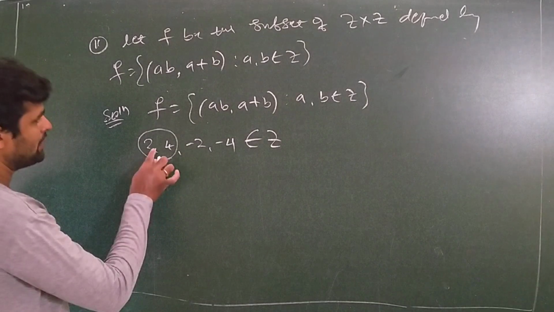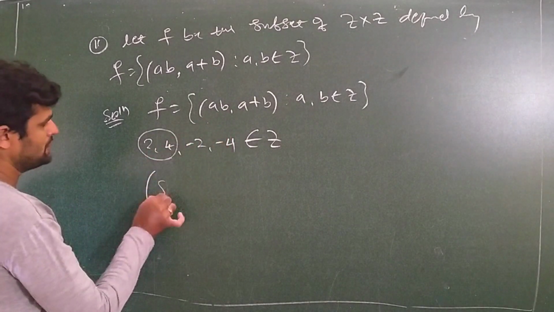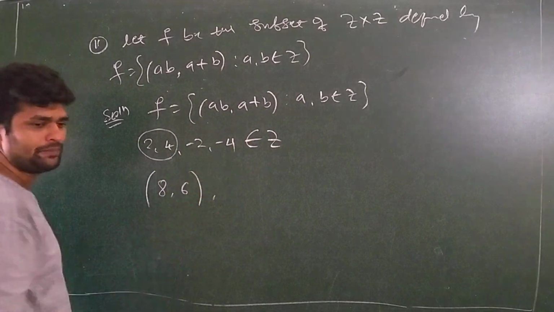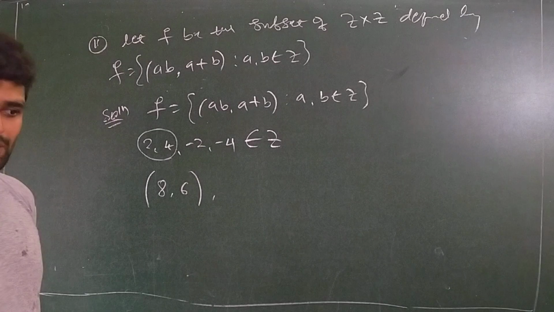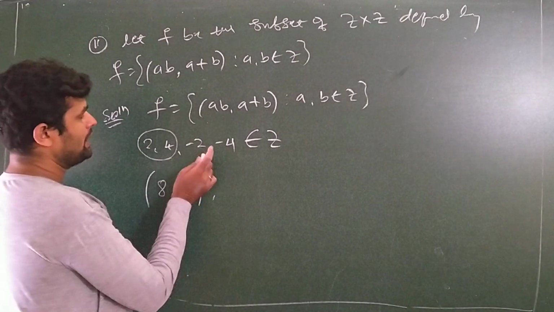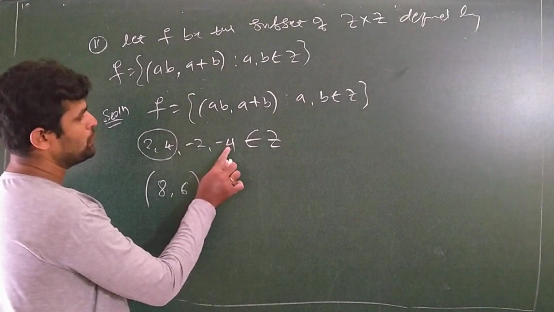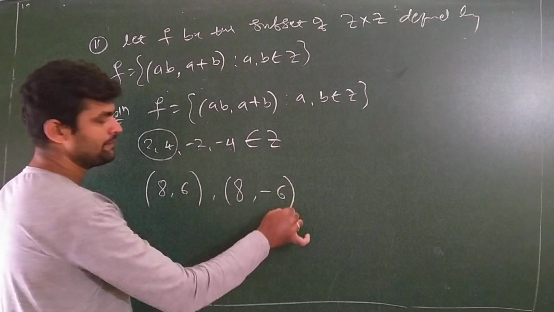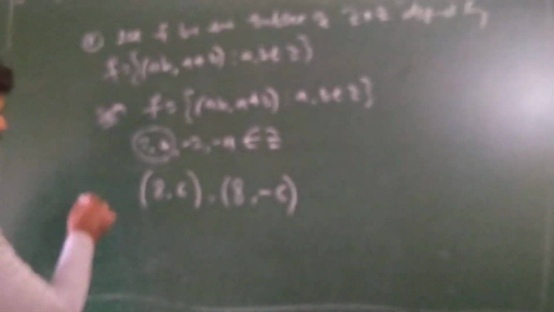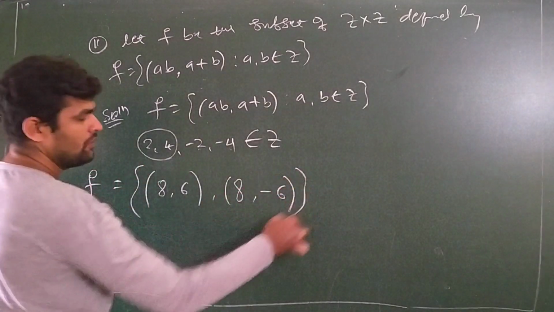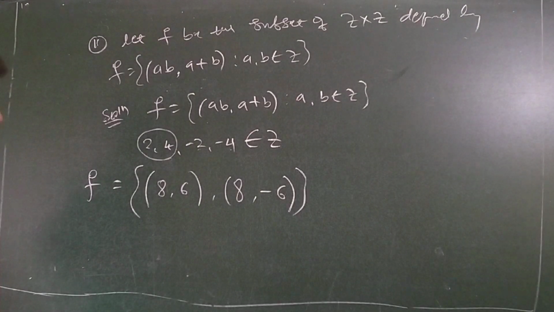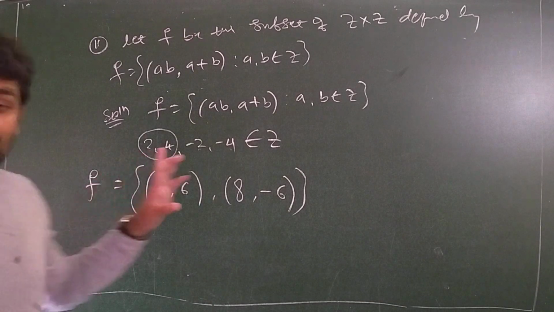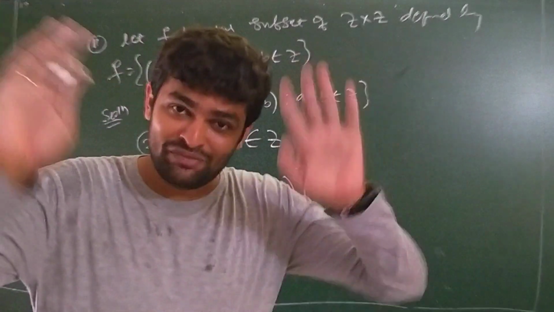Get my point. What is my ordered pair? I'll get 2 into 4, this is 8. Correct? 2 plus 4 is 6. Is it okay? Then next, again I'll choose these two. Minus 2 into minus 4, this is again 8. Minus 2 minus 4, this is minus 6. Is it not our f? It is f, correct? Check whether this is a function or not. Not everything written with the symbol f is a function, but every function is written as f.